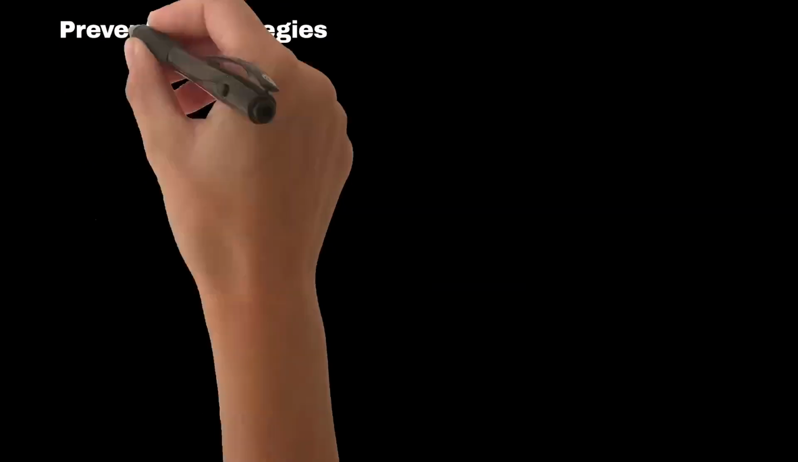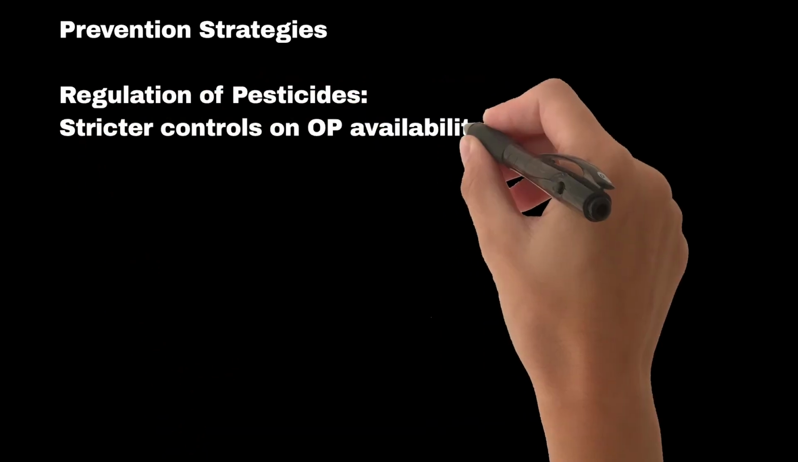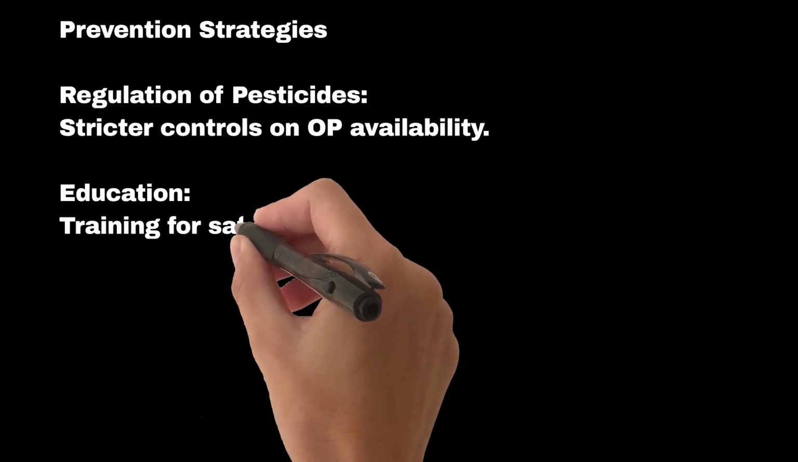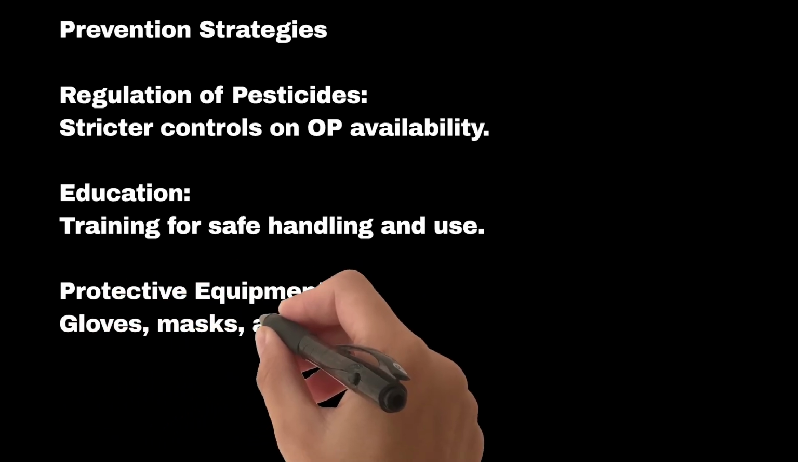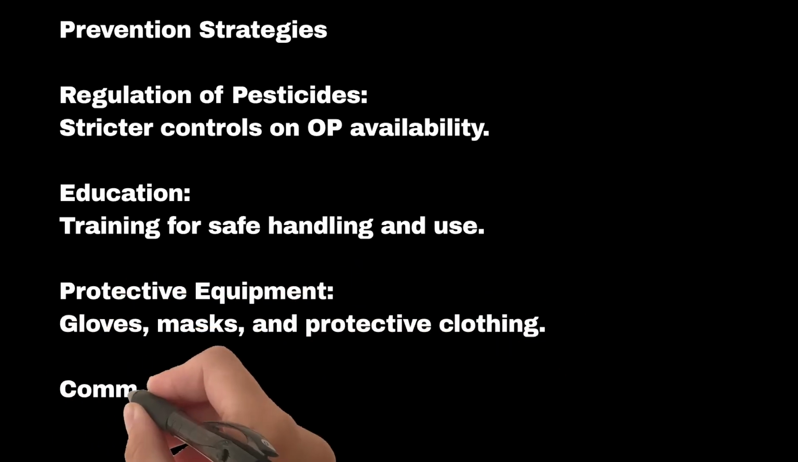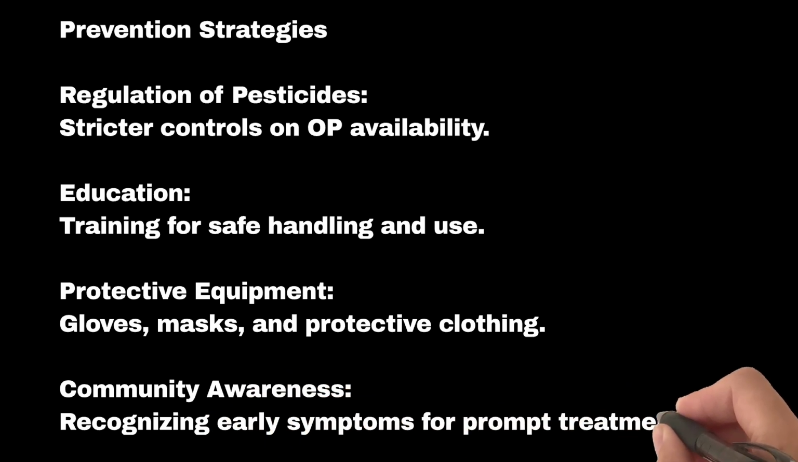Prevention strategies: regulation of pesticides, stricter controls on OP availability. Education: training for safe handling and use. Protective equipment: gloves, masks, and protective clothing. Community awareness: recognizing early symptoms for prompt treatment.